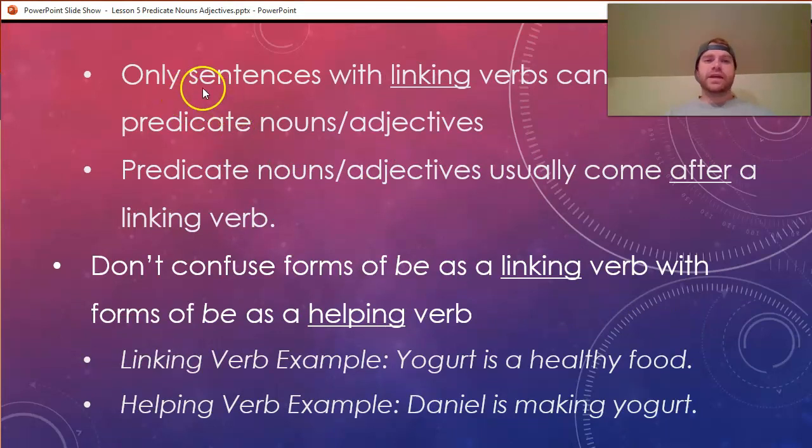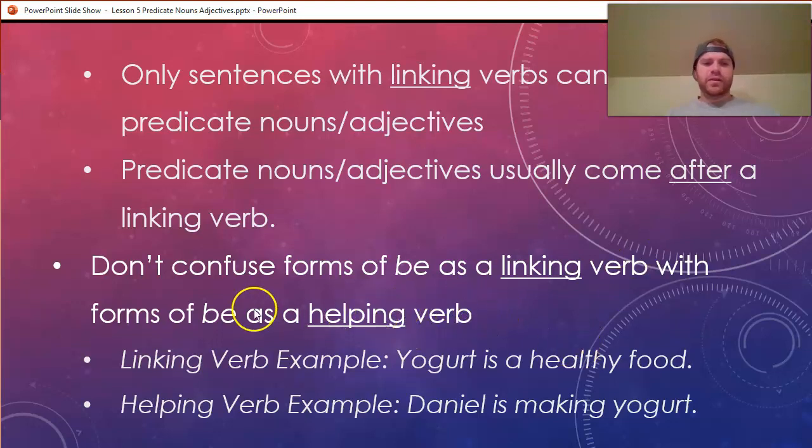Something to be clear with, once again, only sentences that contain linking verbs can have predicate nouns and adjectives. So if your sentence has an action verb, the example I always use is Mr. Hantak kicked the ball, right? The ball is not a predicate noun because there's no linking verb in that sentence. That ball would be an object. It's the thing getting kicked. Notice there, I am not a ball. It's the thing that I'm doing to the ball in that sentence. Predicate nouns and adjectives usually come right after a linking verb as well. Very rarely are we going to see predicate nouns or adjectives coming earlier in a sentence.